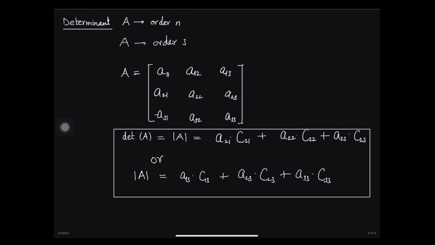So this number, either this or this, will be the determinant, and these numbers will come out to be the same. So for example, suppose we have to find the determinant of the matrix A. First find out the cofactors. Suppose we are finding out along the first row. So we will find out M11.